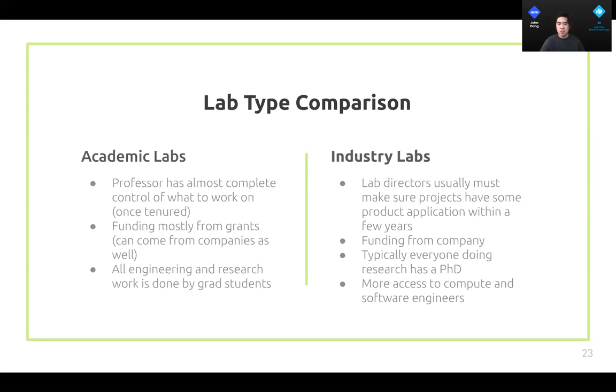And lastly, one big thing to distinguish between the two is that in academic labs, all the engineering and research work is done by grad students, whereas there's a bunch of different software engineers who can assist people doing research in industry labs. They also have a lot more access to compute and software engineers as well.